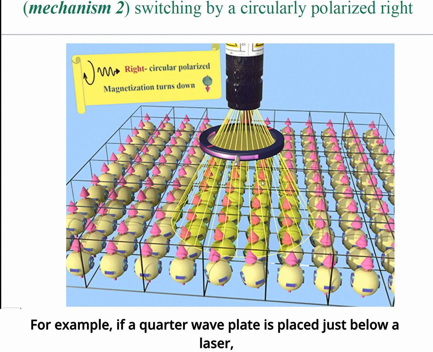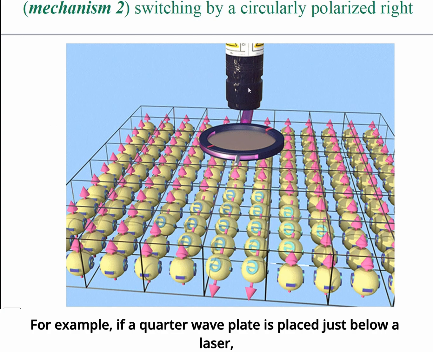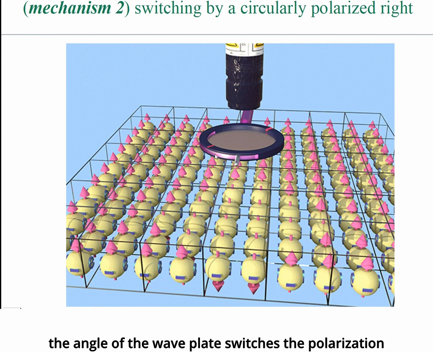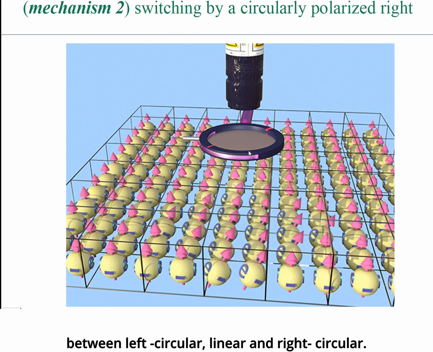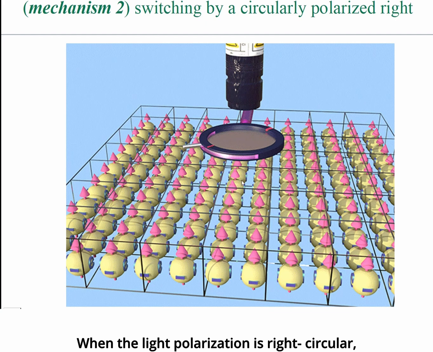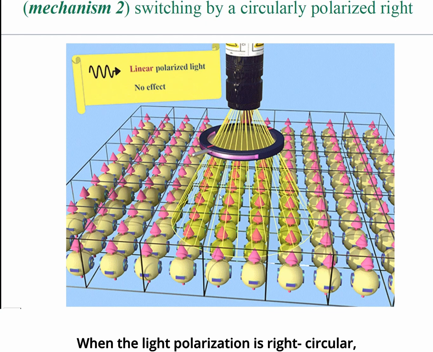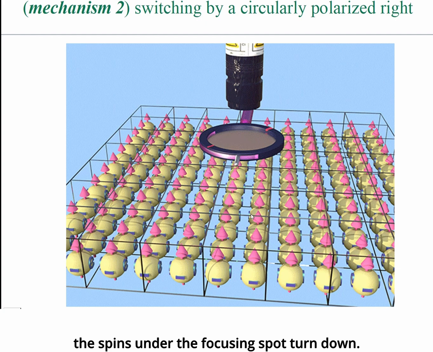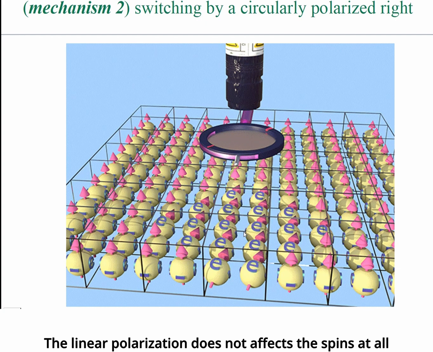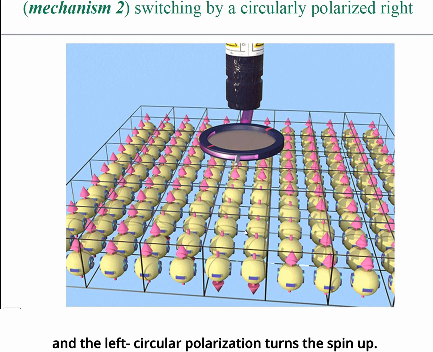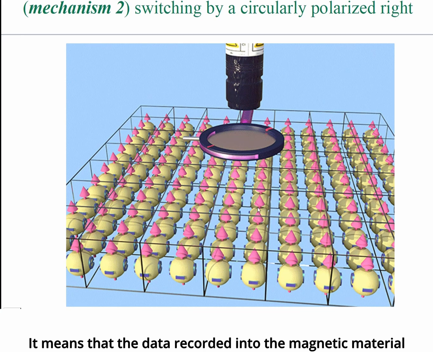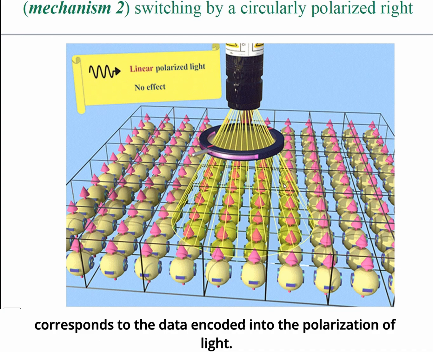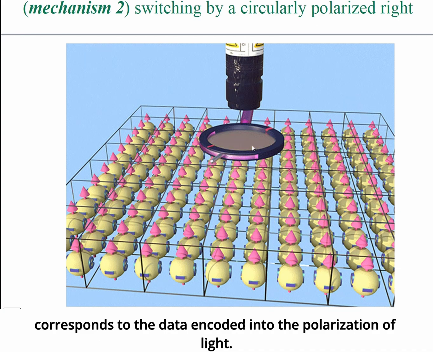For example, if a quarter wave plate is placed just below of laser which has a linear polarization, the angle of wave plate switches the polarization between left circular, linear, and right circular. When the light polarization is right circular, the spin on the focusing spot turns down. The linear polarization does not affect the spins at all, and the left circular polarization turns the spin up. It means that the data recorded into the magnetic material correspond to the data encoded into the polarization of light.